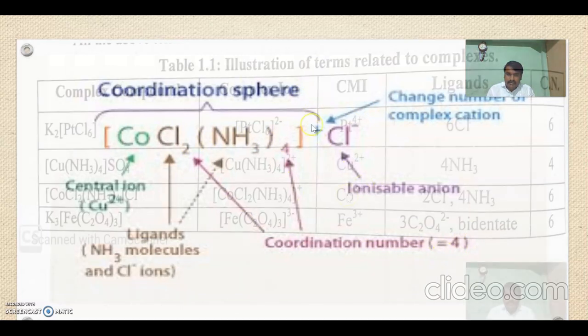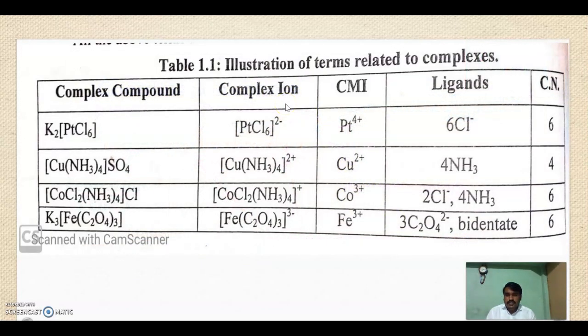This Cl minus here is the counter ion. Now the clarification of important terms, for example, the complex compound K2PtCl6. Here the complex ion, that is the moiety inside the square bracket, is PtCl6 2 minus. Here the central metal ion is platinum plus 4. The ligand is chlorine. The number of ligands is 6, so 6 Cl minus, and the coordination number is also 6.